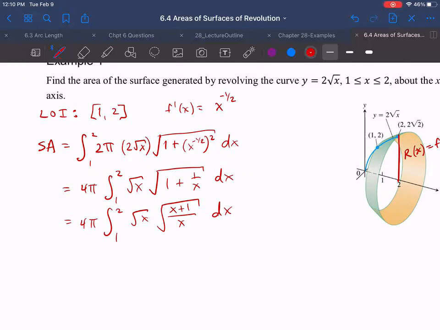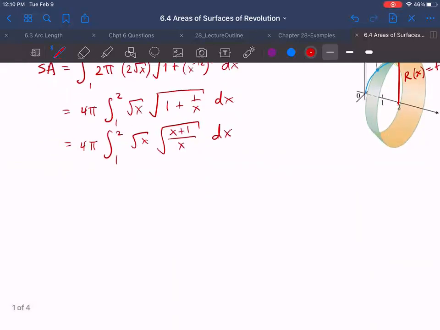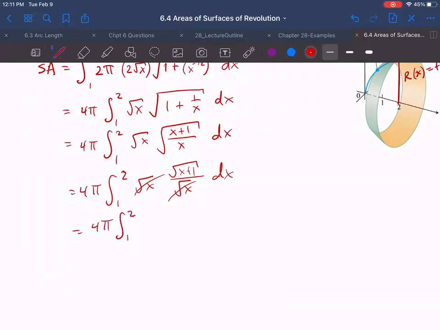Right, I combined those. I made one X over X, and combined them into one fraction. Now I've got the square root of X in the denominator, and then I have that square root of X out front. So this is 4 pi integral 1 to 2 square root of X times square root of X plus 1 over square root of X, like that. That's what I mean, right? So that's going to cancel with that. And we've got 4 pi integral 1 to 2 square root of X plus 1 dx.